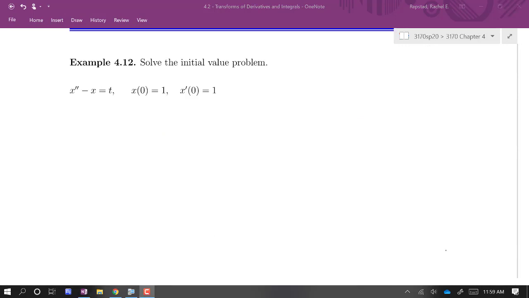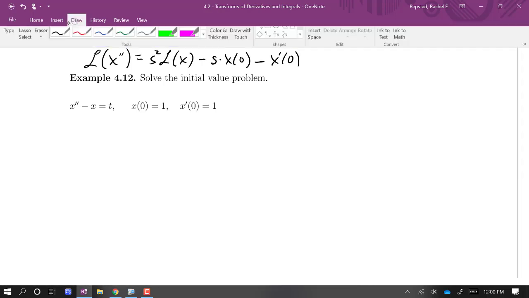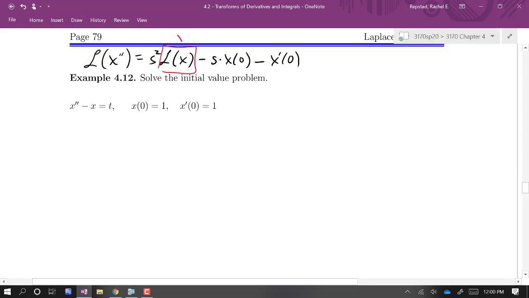All right, let's do another one. In this case, we're looking at a second degree equation. In fact, it only involves a second derivative. There's no first derivative. So the formula that we just need here is that the Laplace transform of f double prime, or I'll write it in terms of x double prime, is s squared times the Laplace transform of x minus s times x of 0 minus x prime of 0. And of course the Laplace transform of x here is what we're just calling big X.